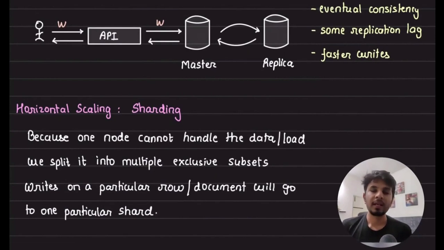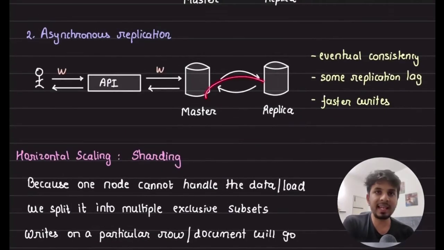Right. Now, the next way to do horizontal scaling is sharding. Now, sharding is very interesting. So now here what we did is we scaled the reads.